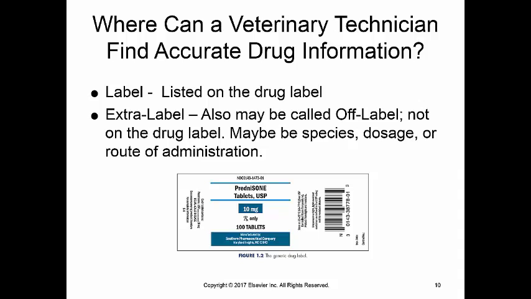So one place where we can find a lot of accurate drug information is going to be on the label. And so we have what we call label drugs and extra label drugs. A label drug, everything for that species is going to be listed on that drug label, and that drug is specifically listed for that species.